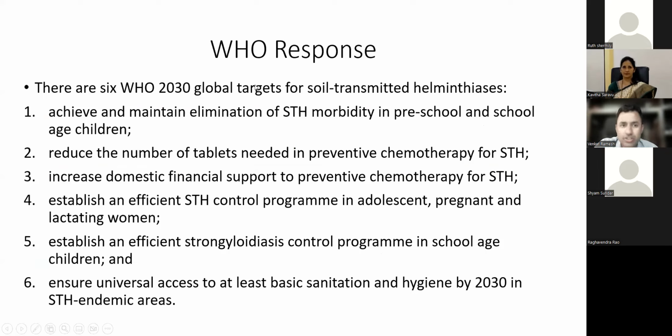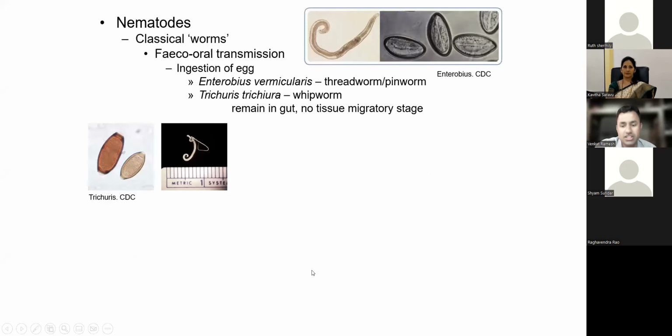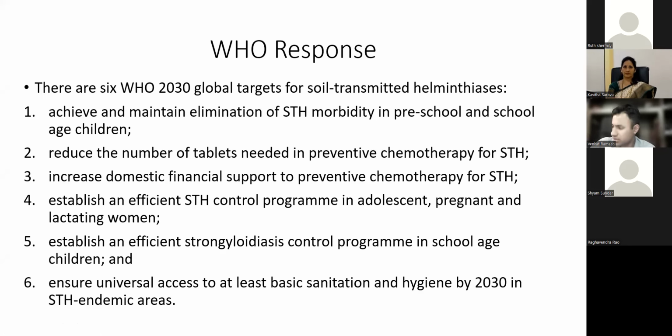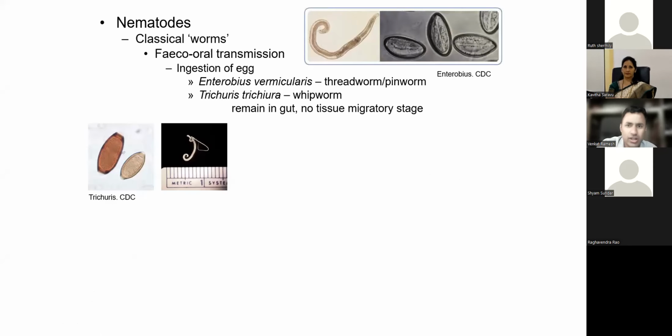So the WHO response: there are 6 WHO 2030 global targets for soil transmitted helminthiasis, and that really is just a summary of what we have discussed. Achieve and maintain elimination of soil transmitted helminths morbidity in preschool and school age children, reduce the number of tablets required, increase domestic financial support, establish an effective STH control program in adolescent, pregnant, and lactating women, establish effective strongyloides control program in school age children, universal access to at least basic sanitation and hygiene by 2030 in STH endemic areas. So I'll just summarize in 3-4 minutes what I have spoken about.